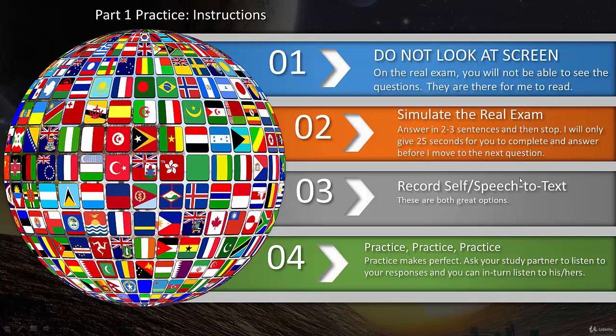Speech-to-text software will write down what you're saying. That way you can look back at it and say, you know what? I didn't use correct grammar there. I should have done this better for my fluency. You can really look back at yourself and improve, especially if you have a study partner. You and your study partner can do that together. And finally, practice, practice, practice. Okay, so let's go ahead and get started.